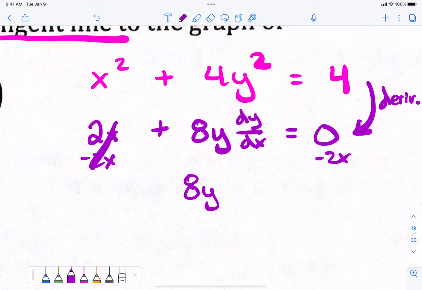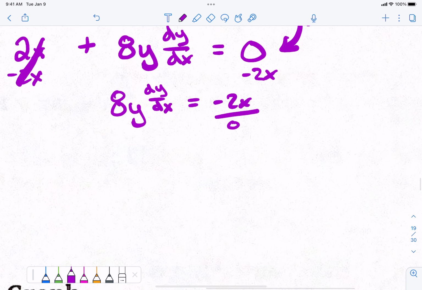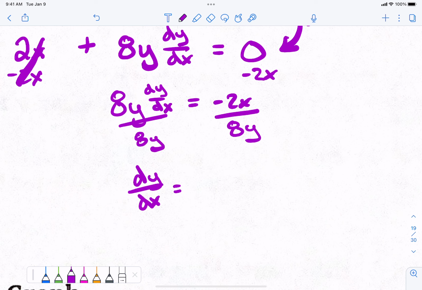I'm not going to skip any steps. You guys can skip steps if you want to. Some of you can do this in your head. dy/dx equals negative 2x. I'm going to divide by 8y, right? Divide the 8y over. Okay, so if I simplify, dy/dx, which is my derivative simplified, is negative x over 4y.